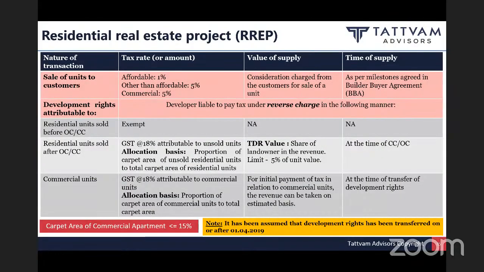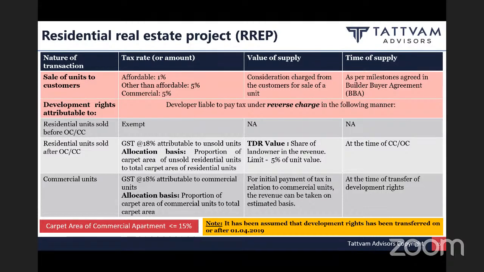Let's take the first case study. Residential real estate project, RREP. That is a project in which residential area is more than 85%. Say in our case, 90% is residential area and 10% is commercial area. And this has to be seen RERA-wise. This RREP and REP bifurcation is not license-wise. It is RERA-wise. Please remember, most important.